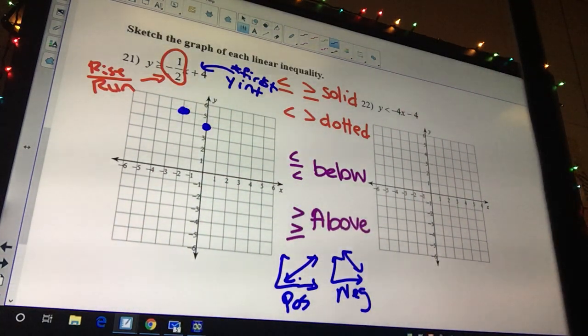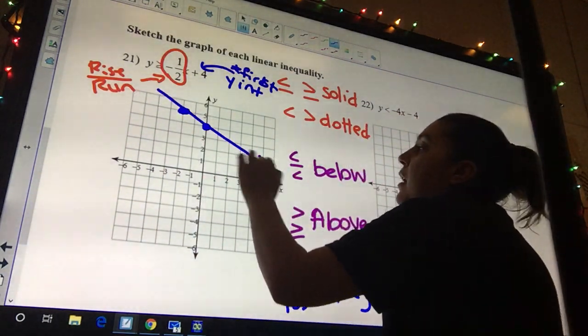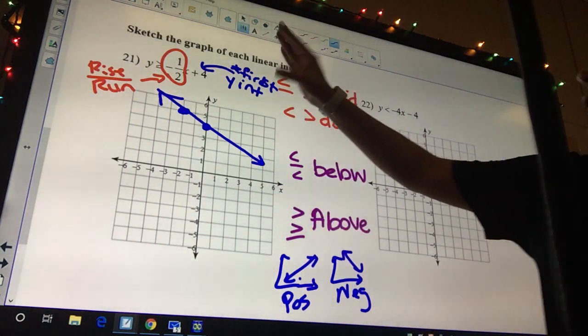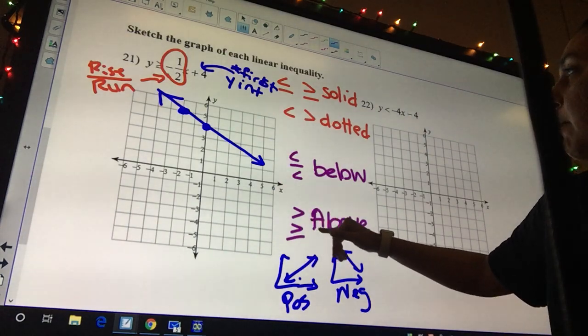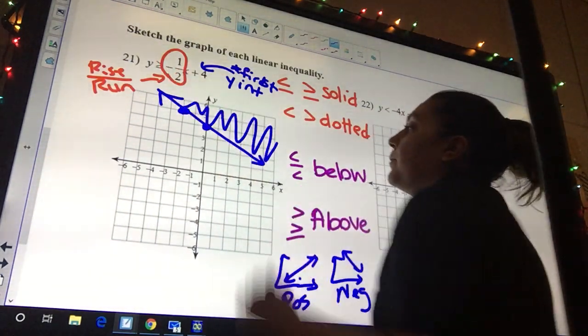Okay, and then we say, well, is this going to be a dotted or solid? Okay, it's going to be a solid line. And then we say, well, do we shade above or below? Well, my alligator mouth is facing that way, so I'm going to shade above. I'm going to shade above the line.